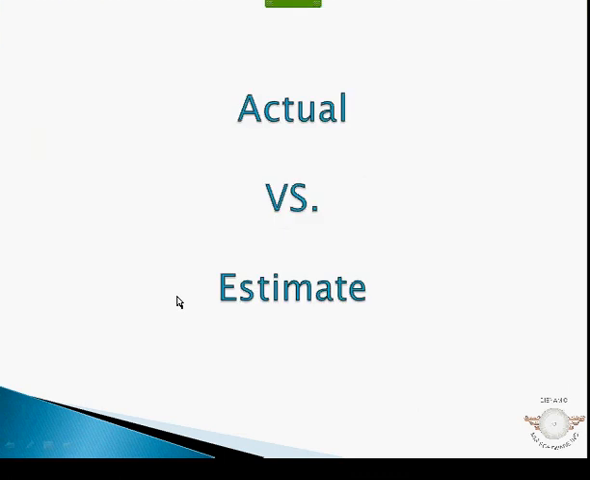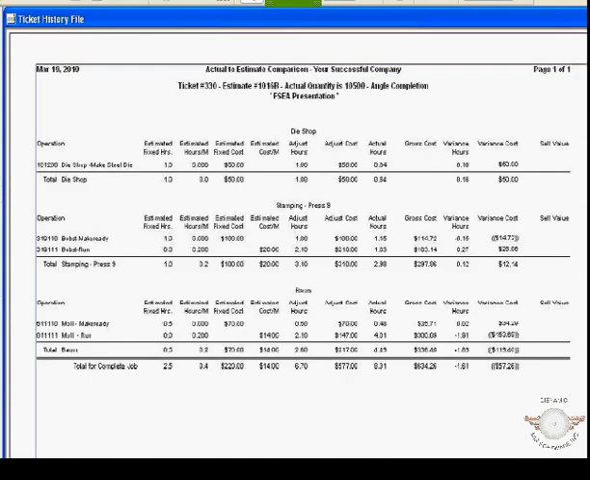We can also run actual versus estimate reports. So when a job is complete, we can compare how we estimated it on an hours and dollars basis to how we actually ran the job. And the important thing here is if we see any variances on this report that are outside our tolerance level, then we have to investigate those reports and see why. Was it something just very specific to this job, or is it something systematic that I need to look at more closely?